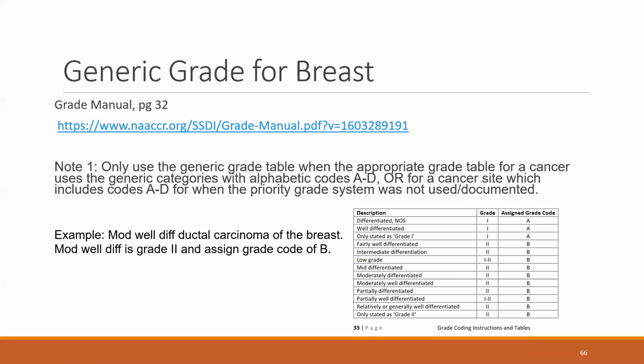Mod well diff is grade 2, which you can see on this little excerpt of the grade table. There are more pages to this; I just pulled this out for this example. And you would assign a grade 2 mod well diff to a B. And since you have that option in your grade table for breast, then your code for grade would be a B.